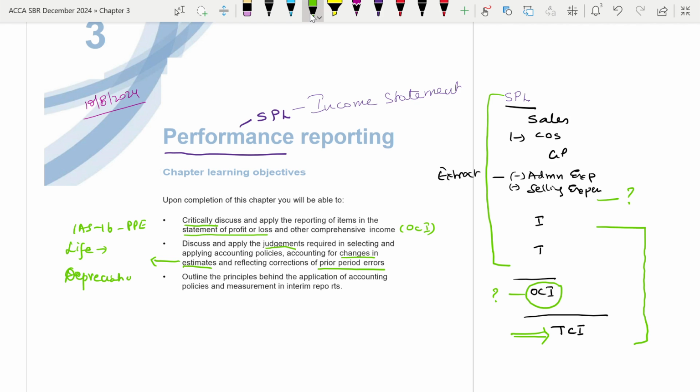Clauses are very, very clearly mentioned. This is the second point. What is the outline, the principle behind the application of accounting policies with respect to interim reports? When we do this, we are going to work in reference to standards only. That's all. We are not going to talk about anything else.